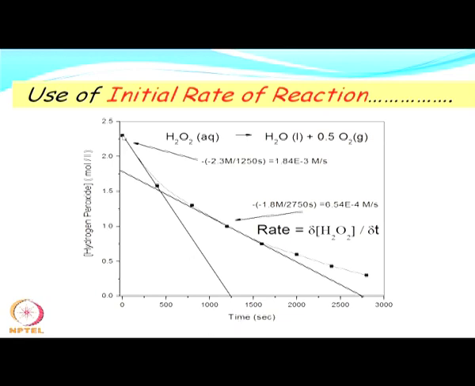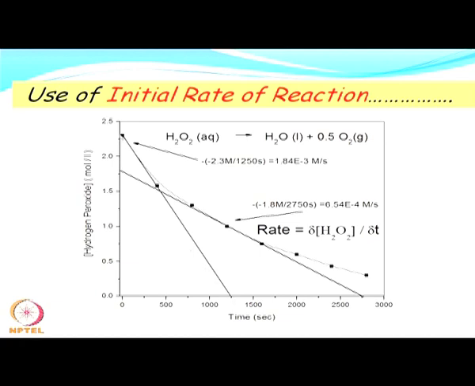So, this is one data point, this is another data point, this is another; these black squares are your data points. So, you see that it is reducing with time. Now, if we draw a tangent at some specific point, say at this point, and then another tangent at this point, this tangent is basically the rate, that is delta H2O2 divided by delta t. So, this is the slope.